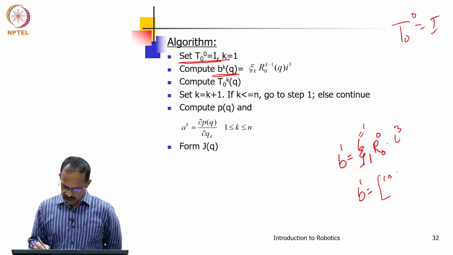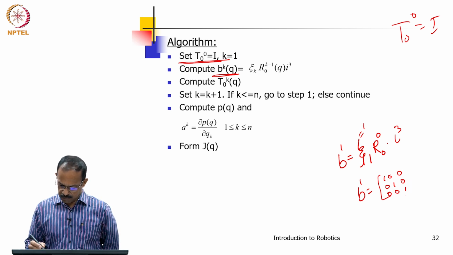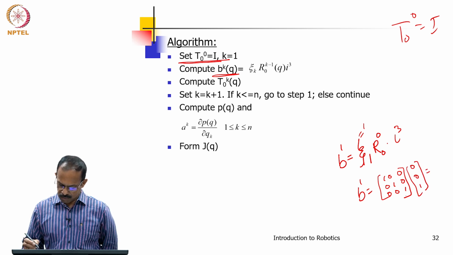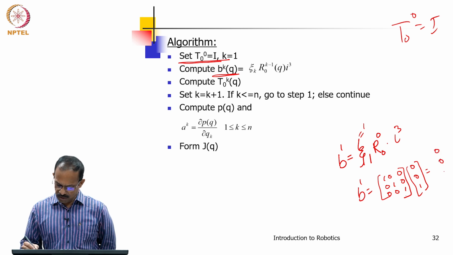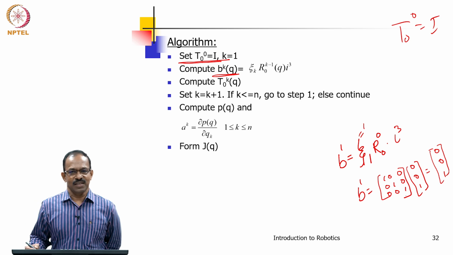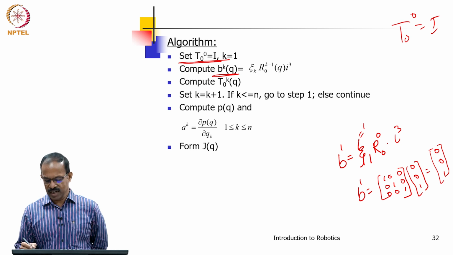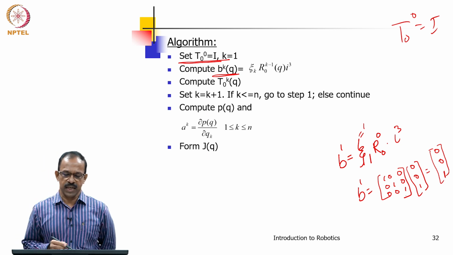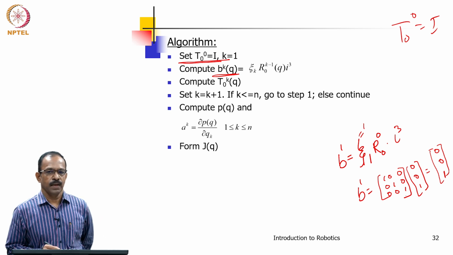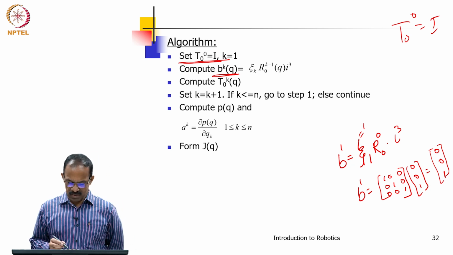So, it will be 1 0 0, 0 1 0, 0 0 1 multiplied by 0 0 1. So, what we will be getting is 0 0 1. So B1 will be 0 0 1, which basically says that the joint axis is aligned with the z axis, the first z axis. So Bk, B1 will be 0 0 1, and then compute T0k, that is next T0 1.